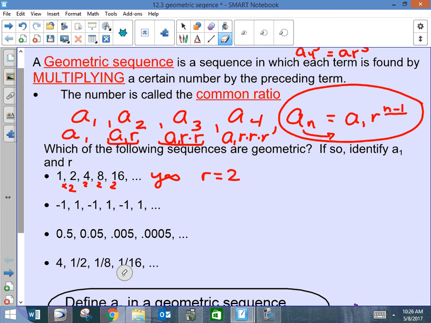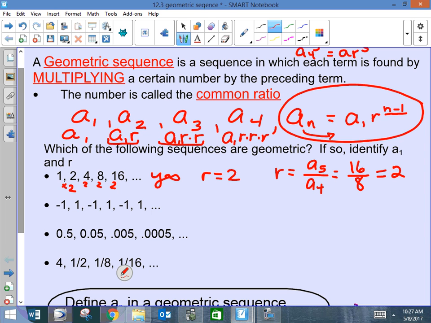The reason they call it a common ratio is because we find R by taking, say, A5 over A4. A5, 1, 2, 3, 4, 5, is 16. A4 is 8. There's your 2. R is technically found by taking A(n) over A(n minus 1), the ratio of A(n) to the preceding term. That's why they call it R.